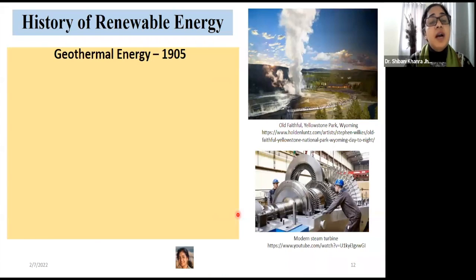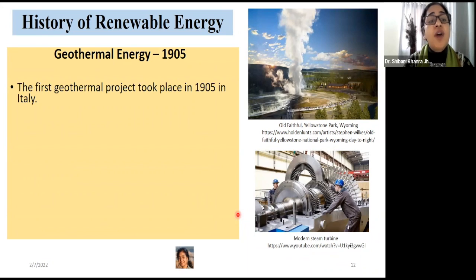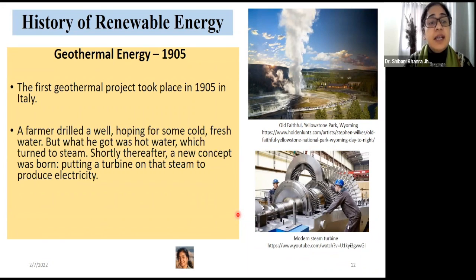Finally, coming to the 5th form of renewable energy, that is geothermal energy, which was formally understood in the 20th century, in 1905, when the first geothermal project took place in Italy. However, there is a story behind this: a farmer drilled a well hoping for some cold water, and instead of receiving cold fresh water, he got hot water, which turned into steam.